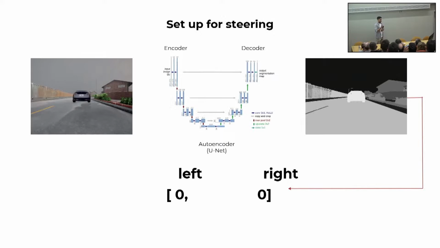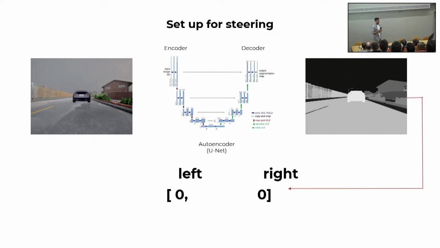So starting with the steering part, and this is an image from the simulator, we are seeing the leader and our car is going to retrieve this image. This image is going to pass into an autoencoder, which is going to segment the image into different objects, and we are going to focus only on the car, our leader. So doing some matrix manipulation, we can extract two binary features, the left and the right.